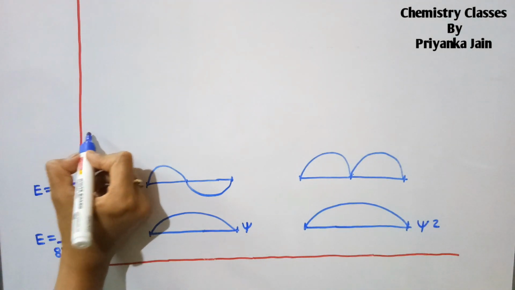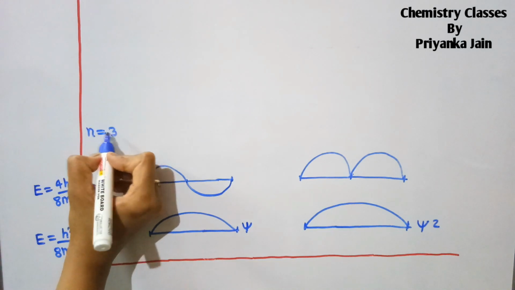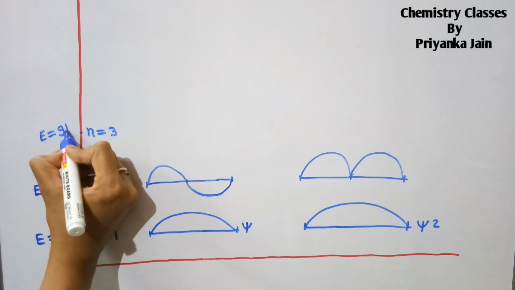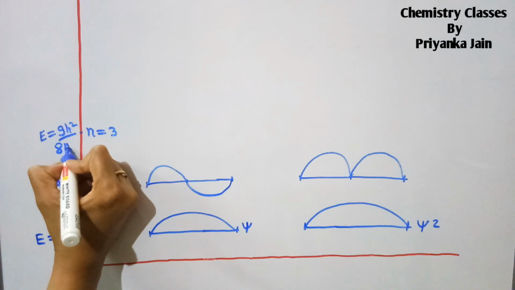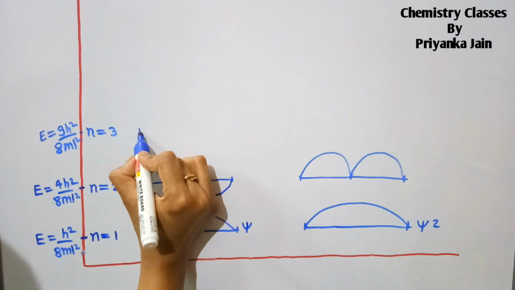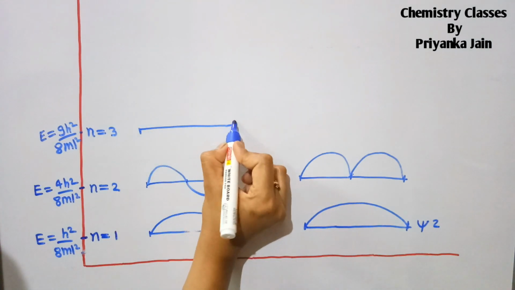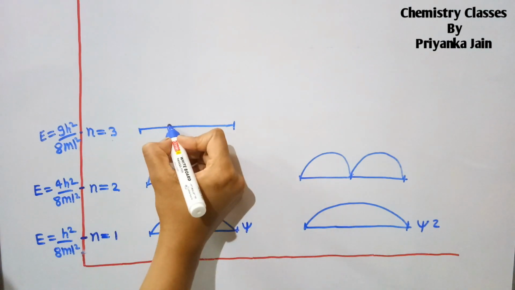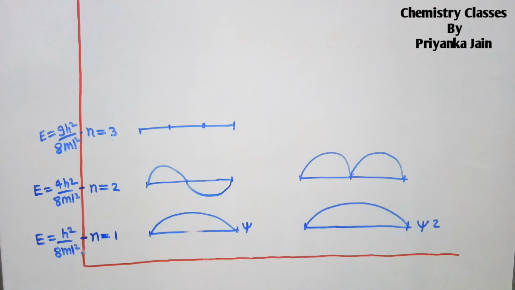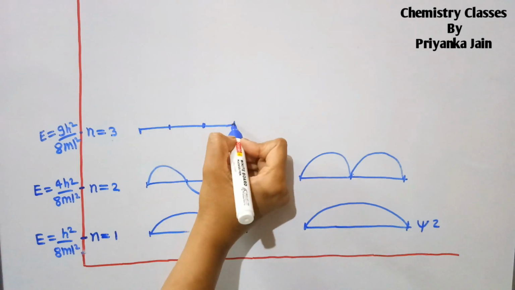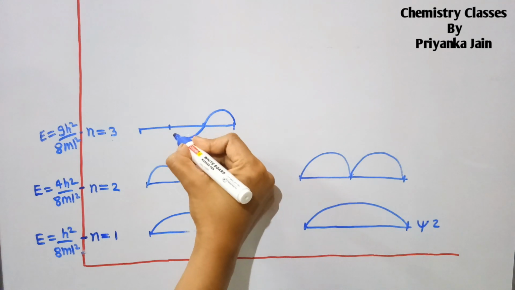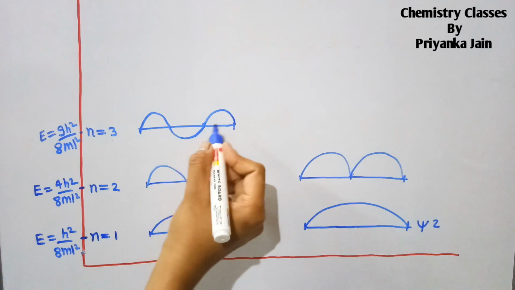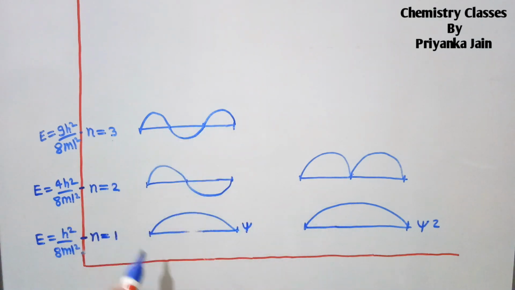right? So now see here, for n is equal to 3, what is the value of energy? Energy will be equal to 9h square upon 8 ml square. And then see here the wave function, number of nodes will be 3 minus 1 equal to 2. It means there will be 2 nodes in this way, right? So now what we have to do? In this way, we have to make the plot, right? 2 nodes. This is anti-symmetric, these are symmetric, right?